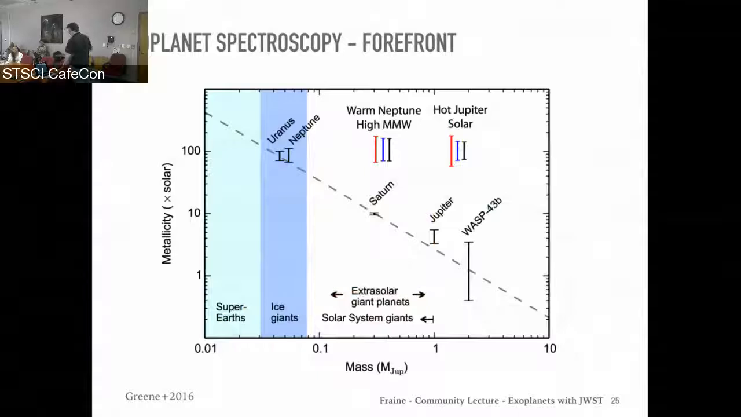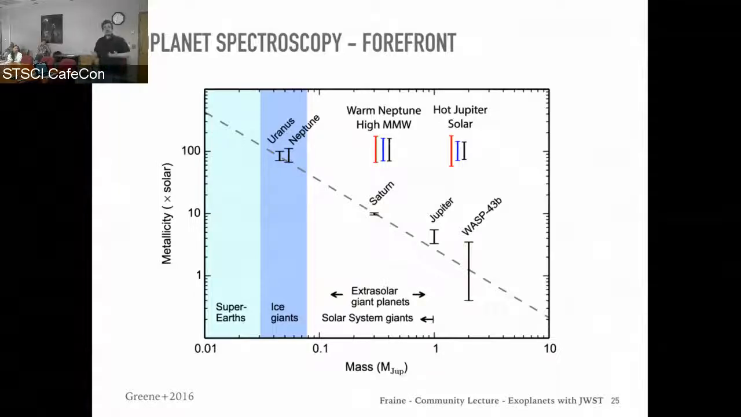Another metric we use for planet formation process is the metallicity versus mass of the planet. The metallicity is how much not hydrogen, not helium is in the atmosphere relative to solar. And so we measure these things. Basically, it's the density of the atmosphere. It has to do with the size of the spectroscopic feature, assuming there are no clouds, it's a degeneracy with clouds.